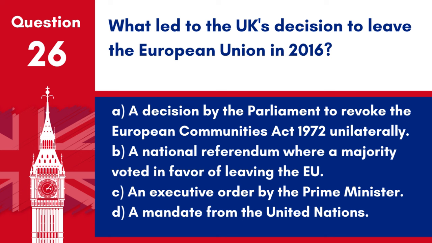Question 26. What led to the UK's decision to leave the European Union in 2016? A. A decision by the Parliament to revoke the European Communities Act 1972 unilaterally. B. A national referendum where a majority voted in favour of leaving the EU. C. An executive order by the Prime Minister. D. A mandate from the United Nations.